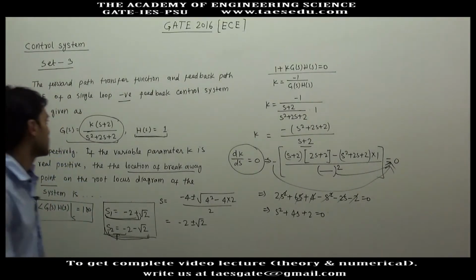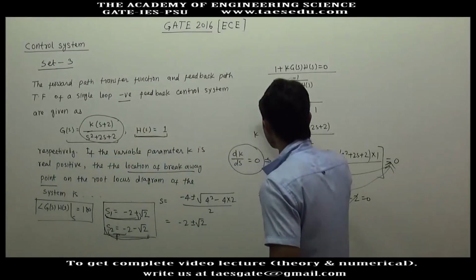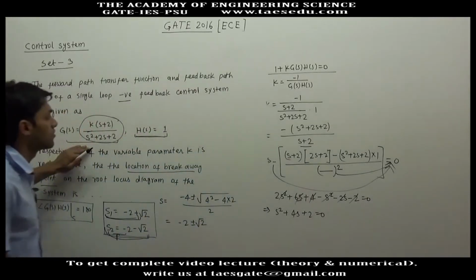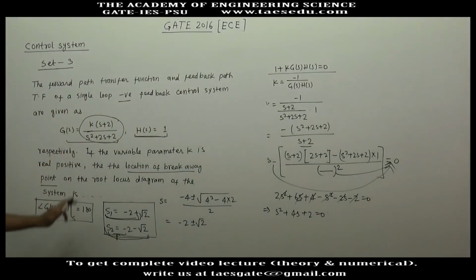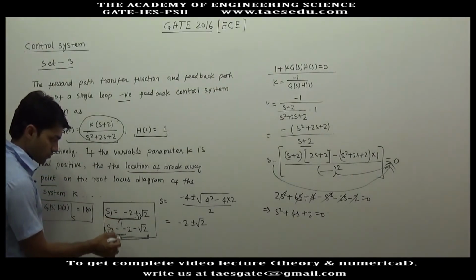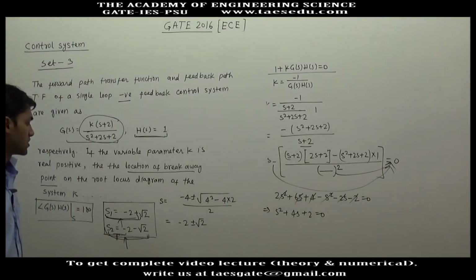The another method is, if you have practice of root locus, we will quickly see the nature of root locus, and by observing the nature of root locus also we can observe very easily whether out of these 2 points which is lying and which is not lying.